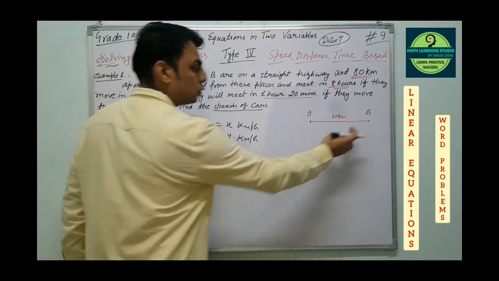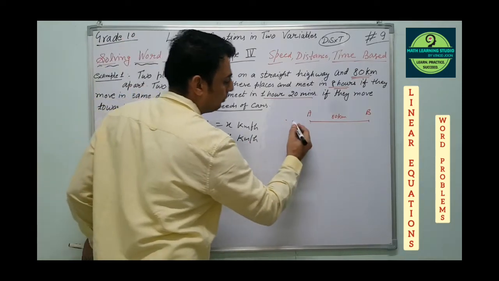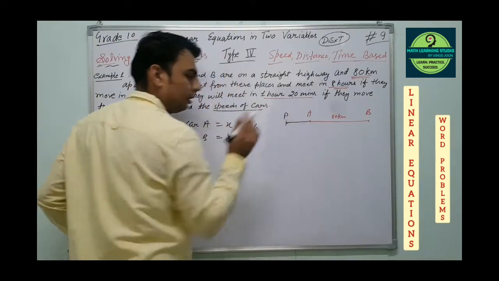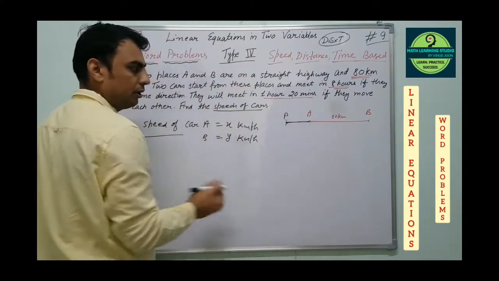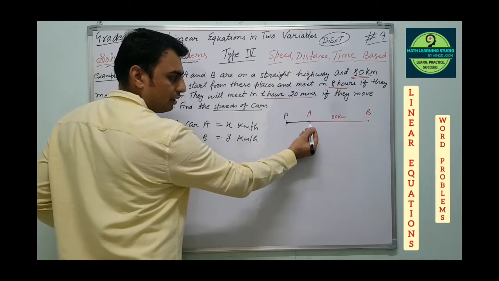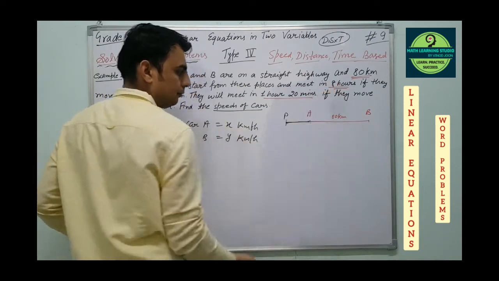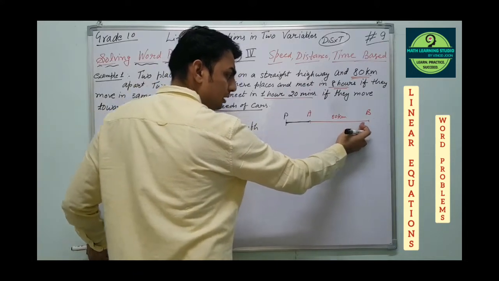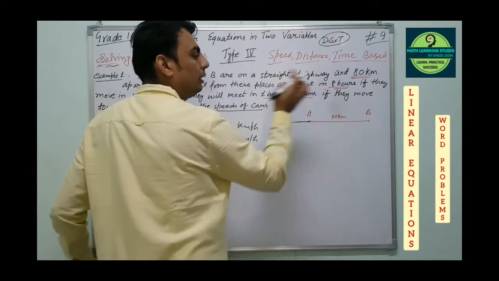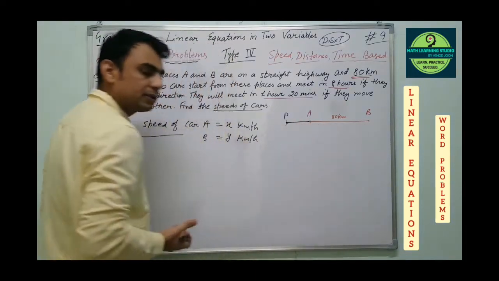Okay? So now these two are moving in the same direction, so I take that they are moving till this point P and they are meeting here. Okay, till point P. So in this condition, the car A has to travel distance AP in 8 hours. Car B has to cover a distance BP, that also in 8 hours. But we do not know these distances.